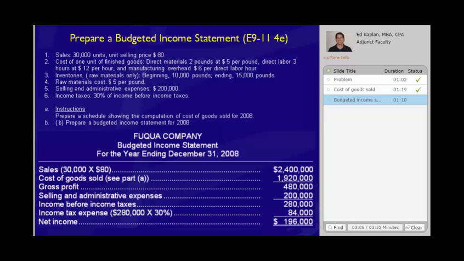They told us that selling and administrative expenses would be $200,000. Therefore, we're now down to income before income taxes of $280,000, and income tax expense was expected to be 30% of pre-tax income. So we take the 280,000 times 30%, come up with $84,000, subtract that from 280,000, and we've solved this problem, coming down to net income of $196,000.